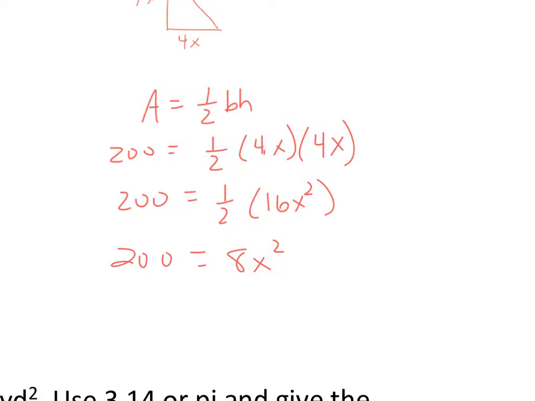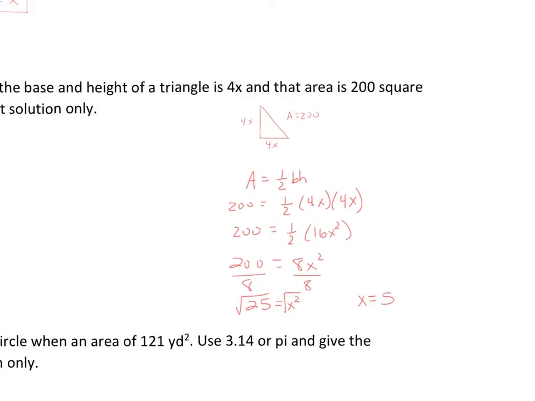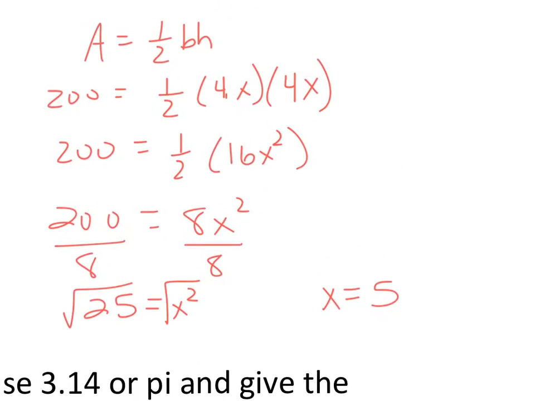Now, the directions told us to write a quadratic equation. This is a quadratic equation. You have an equation with an exponent of 2, okay? All right, so now let's isolate your variable. So I'm going to divide by 8 and get 25 equals x squared. I'm going to square root both sides and get x equals 5. Now, in this case, this is our exact answer, and this is in inches. So x equals 5 inches.